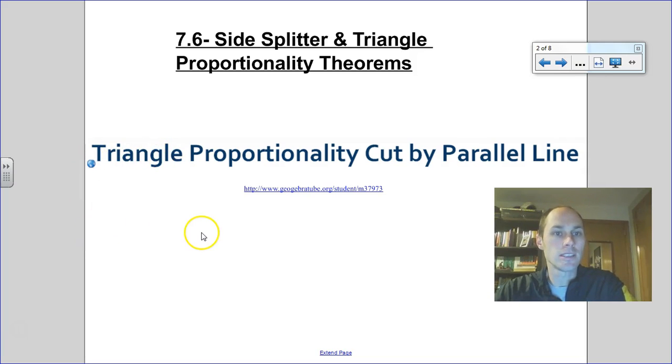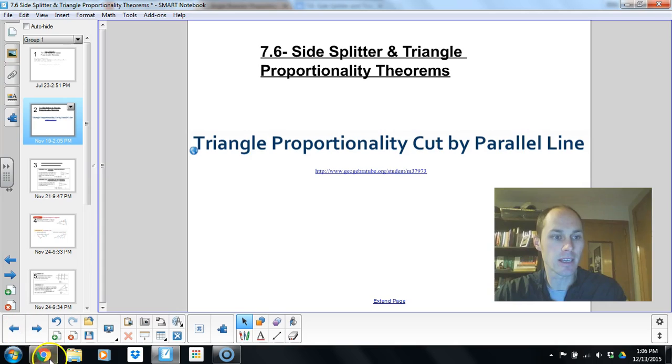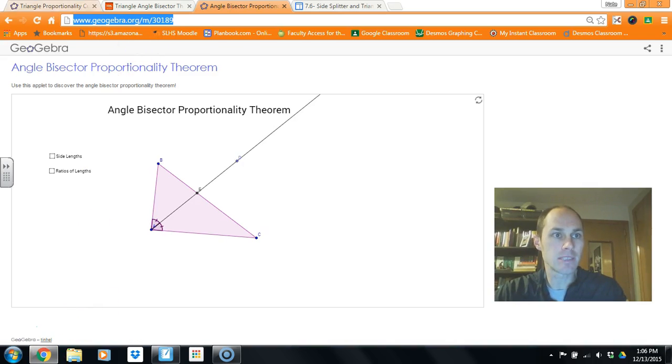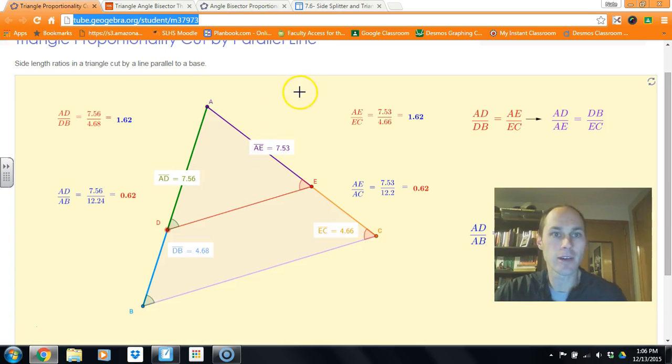and it can also be talked about as we talk about a triangle. It's proportionally cut by a parallel line. It splits sides in half. That's why the better name is side splitter. So let's take a look at that on GeoGebra. There's a link on the website if you're interested in checking it out on your own as well.